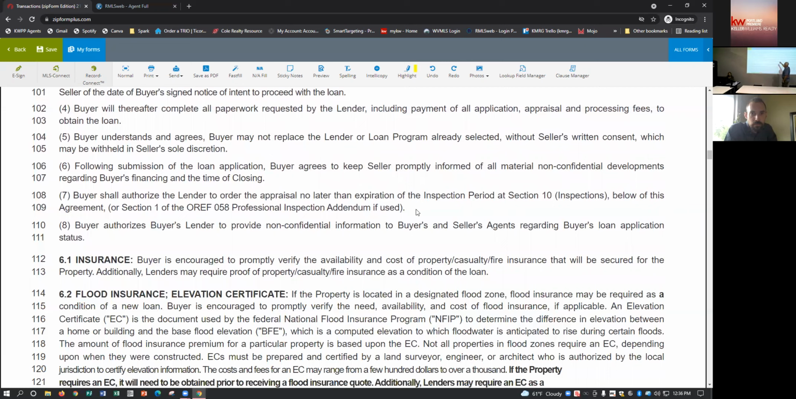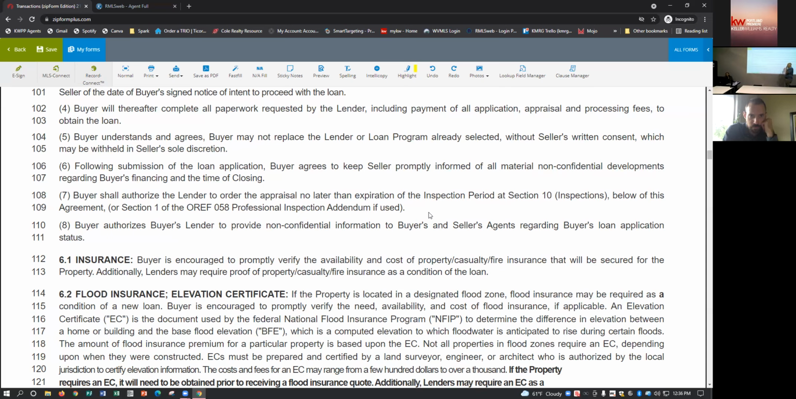It actually doesn't say the end. It says expiration of the inspection period in section 10. Yeah. So technically speaking, I think you can end the inspection period 5 days into it or whatever, even if it says it goes 10 days long, and the expiration is actually 5 days later than that, I have to follow up on the paperwork. But always order the appraisal immediately following the end of the inspection period.